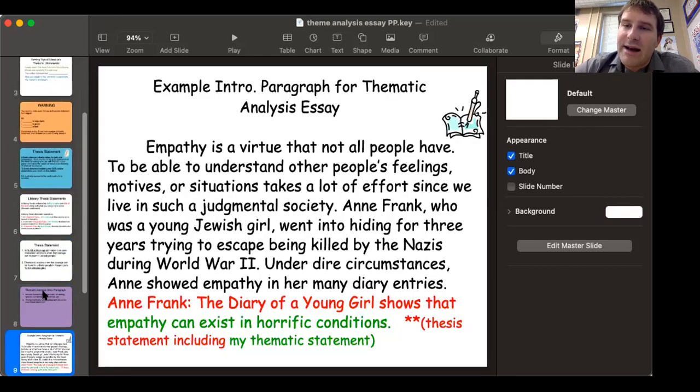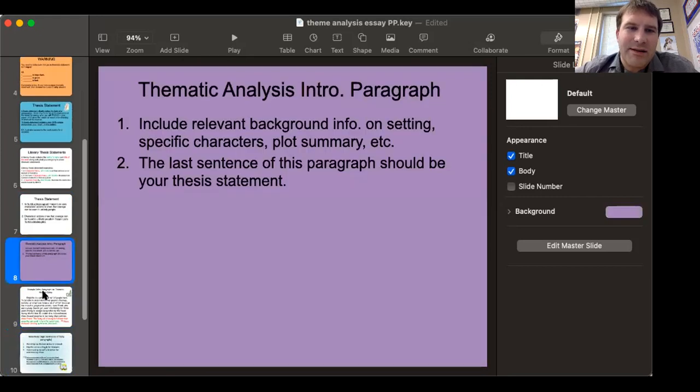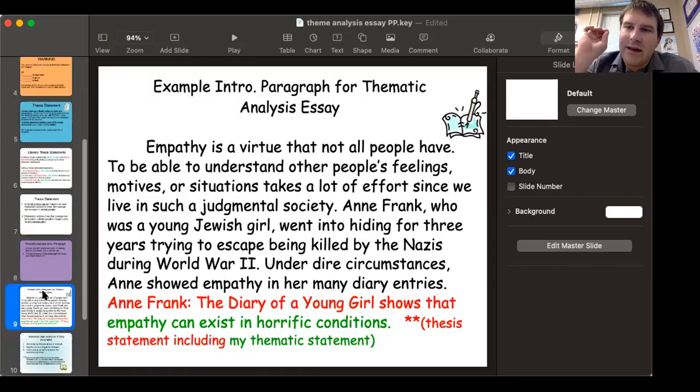Now, another thing that I always include that I probably need to put on this PowerPoint is how people normally start this. Most of the time people start by talking about the topic or the idea in general, and then they get more and more specific to what the author is specifically saying about that in their work. Here's an example of this.